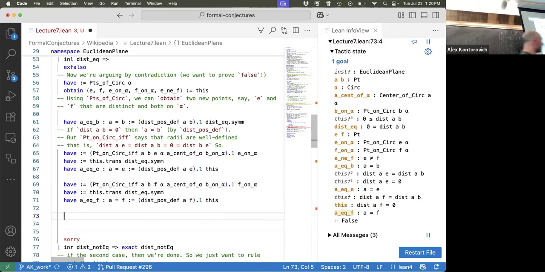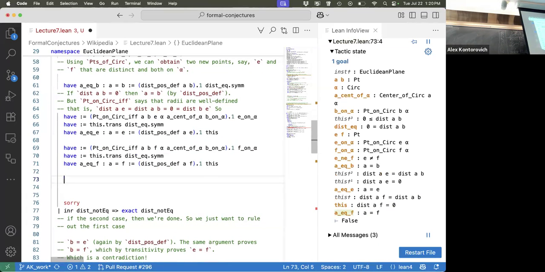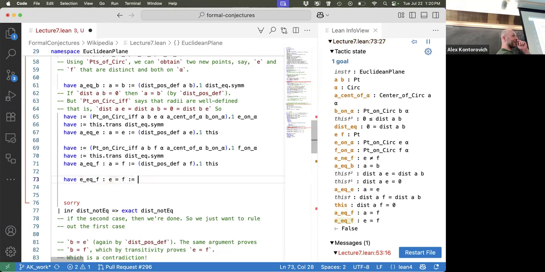Okay, so now we know that A is equal to E, and we know that A is equal to F. Here's your challenge. Take 30 seconds and write down what line of code will get us E is equal to F. So I'll say have E eq F is the fact that E is equal to F. And how do you prove that? How do you piece together the fact that A is equal to E and that A is equal to F? It's ever so slightly tricky. I mean, it's not tricky. Some of you have written it down already.